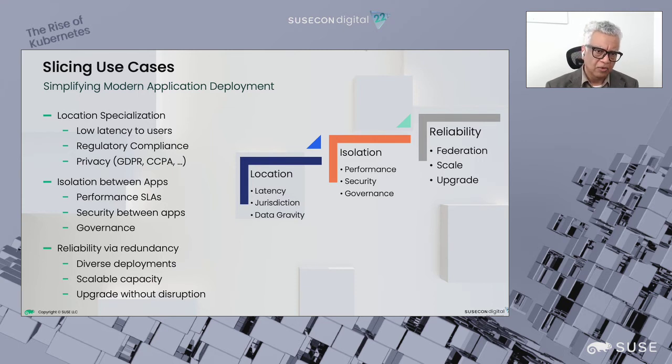And then finally, when you look at reliability, let's say you have the need to have more than one location, for scaling or for upgrade reasons or whatever, or for just pure federation, you can easily do that once you have a slice, because now you're able to deploy this and manage it simply. And you can upgrade, for example, without disruption, because again, anything upgrade in a slice is contained in that slice, and so it doesn't affect anything else.